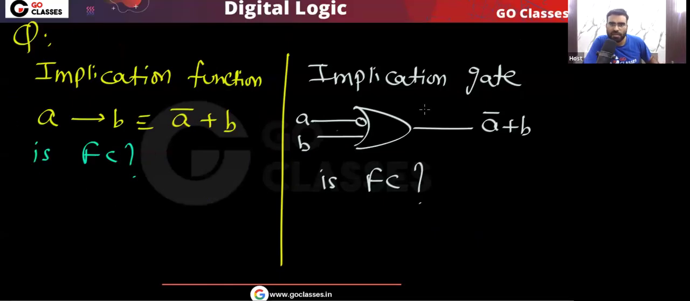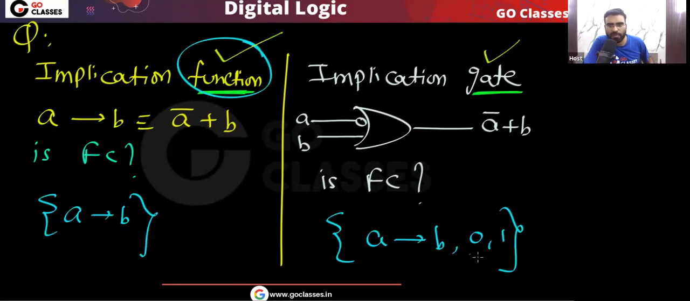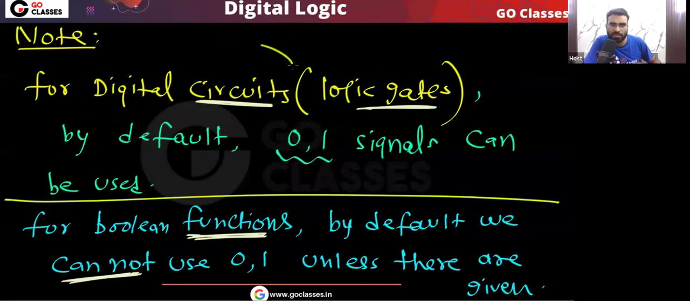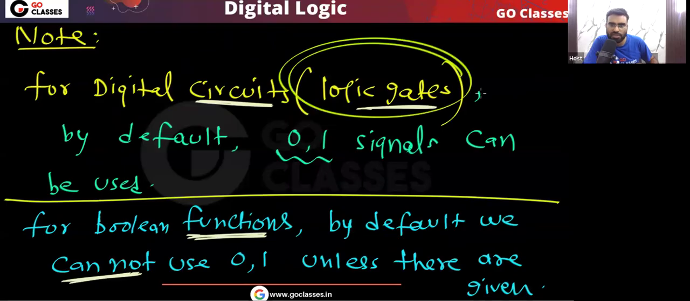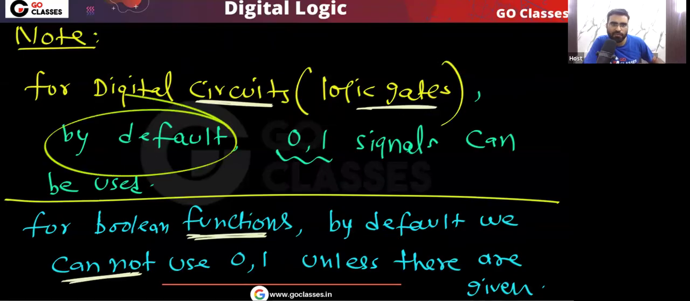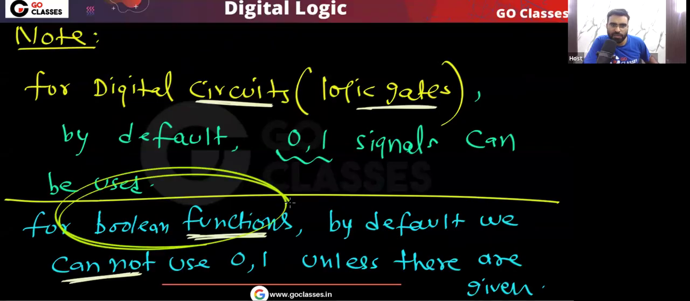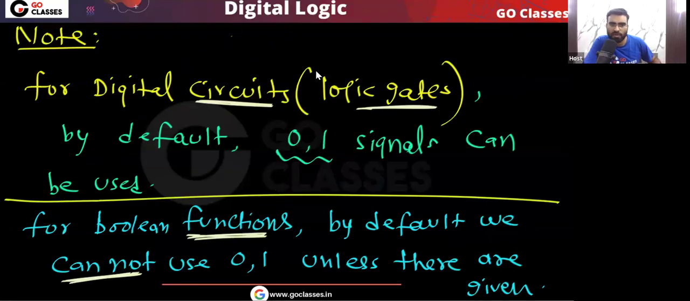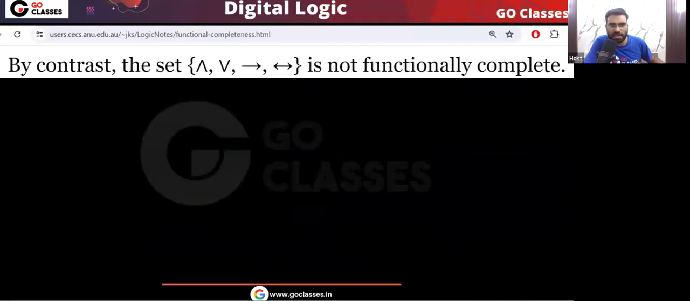Did you understand the difference between these two questions? Implication function versus implication gate. The difference is this: because this is a function, you cannot use 0, 1 by default. It is not given, so you cannot use it. But the implication gate is a digital circuit, so here you can use 0, 1 by default. With digital circuits, logic gates, multiplexers, all these things, by default you can use 0, 1 signal. But with Boolean functions, you cannot use 0, 1. Is this clear?